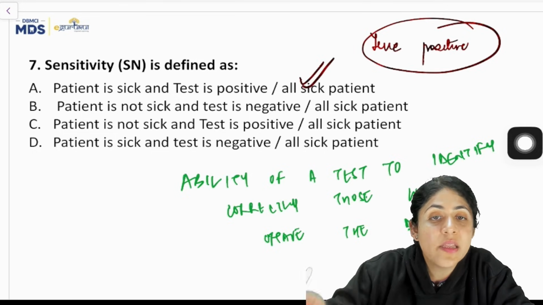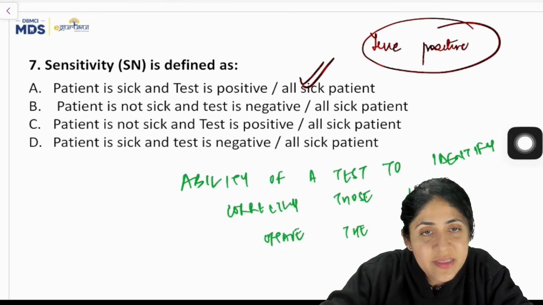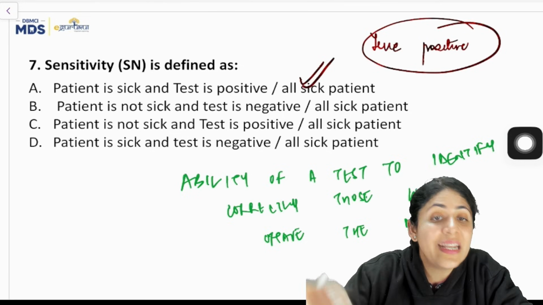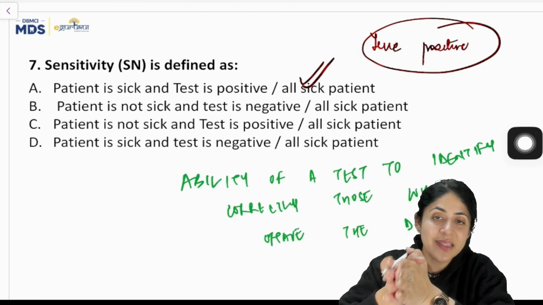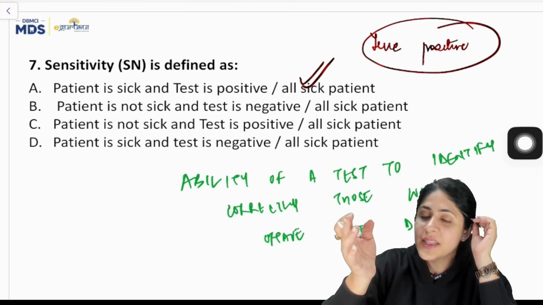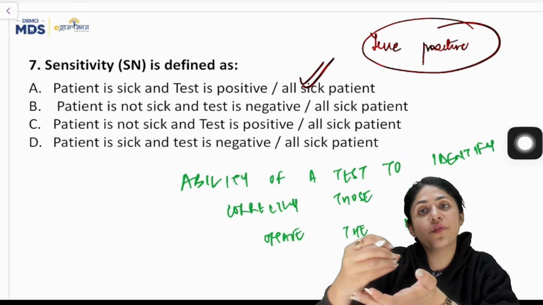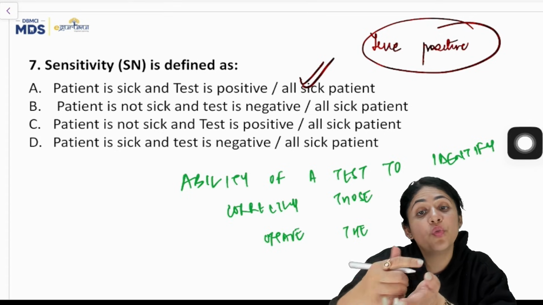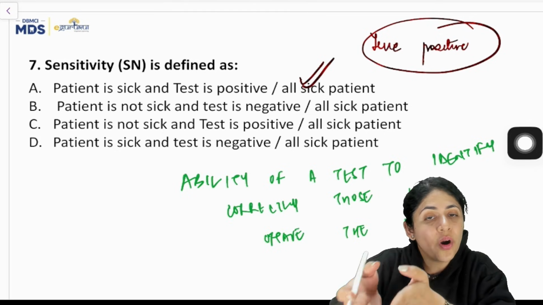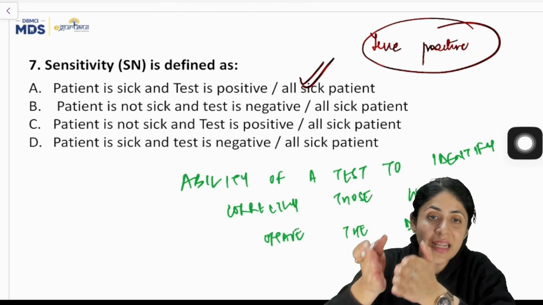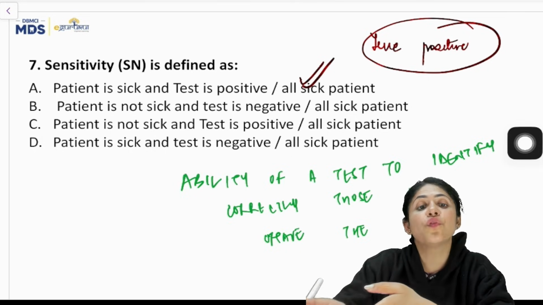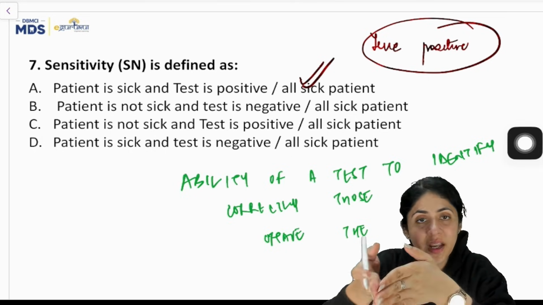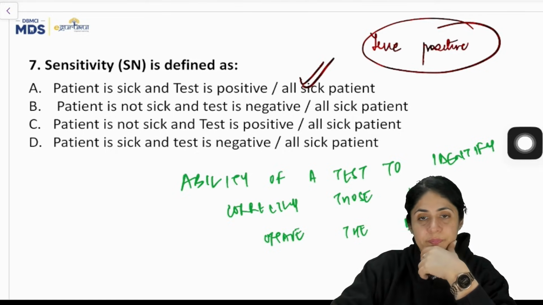That is sensitivity. If you say there is 90% sensitivity, it means that 90% of the time when you have done the screening on people who were actually diseased, you got a true positive, and the remaining 10% was false. So this is what we understand by sensitivity.